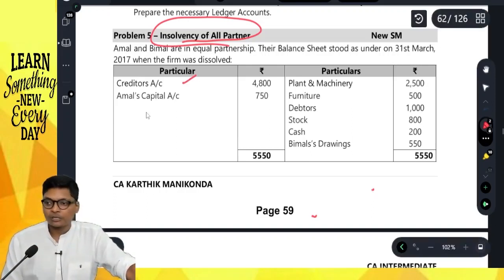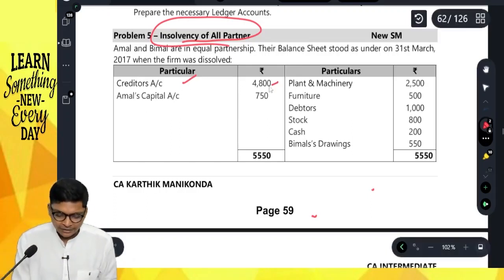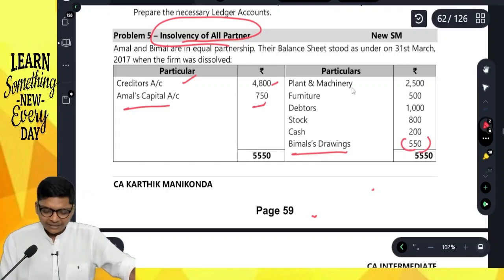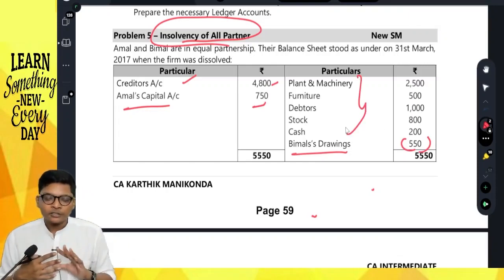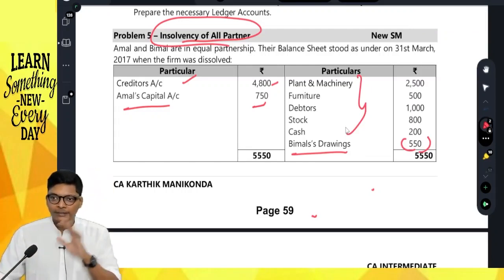Look, creditors account is put first. He is signing, giving a hint. Creditors 4,800. Amal's capital 750. Bimal's drawings, basically negative capital, correct? 550. Then they gave some assets. From this you can't conclude it's insolvency of all partners. Just because creditors is on first does not mean it is.